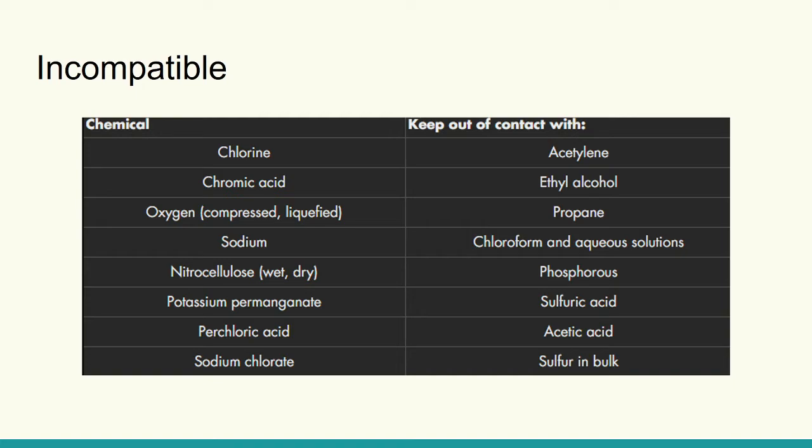chlorine and acetylene. When chlorine reacts with acetylene, it creates an ignition. The first reaction, it bubbles up, and then as it oxidizes, a reaction happens. A little spark can be produced, which could potentially start a fire.